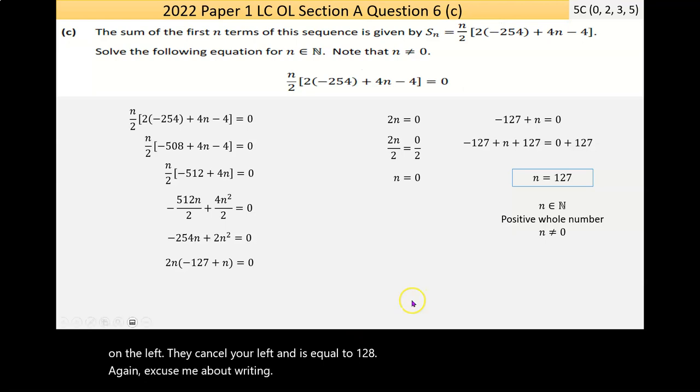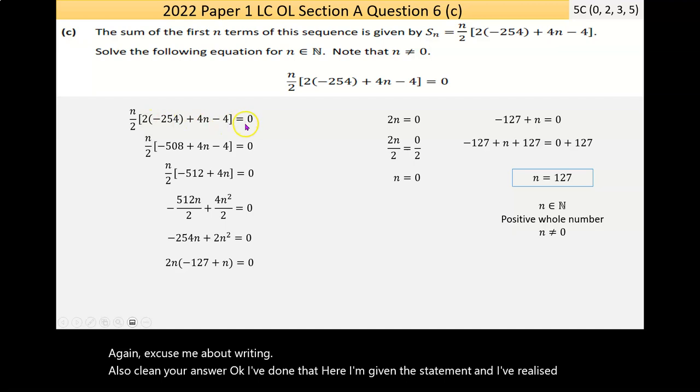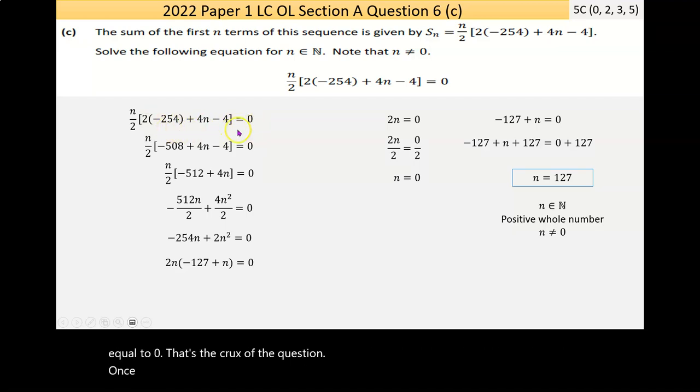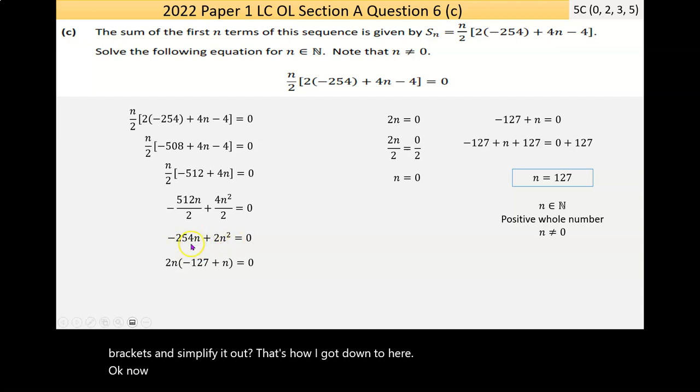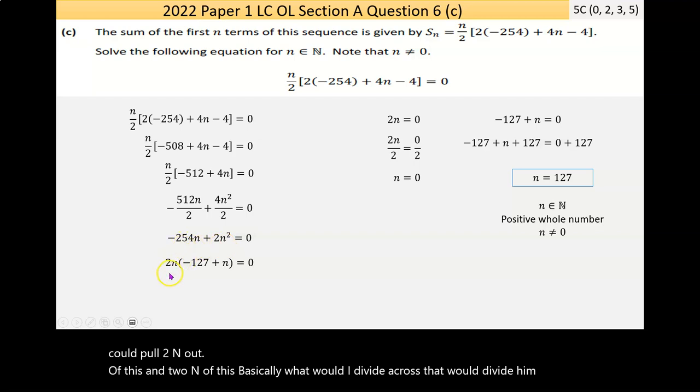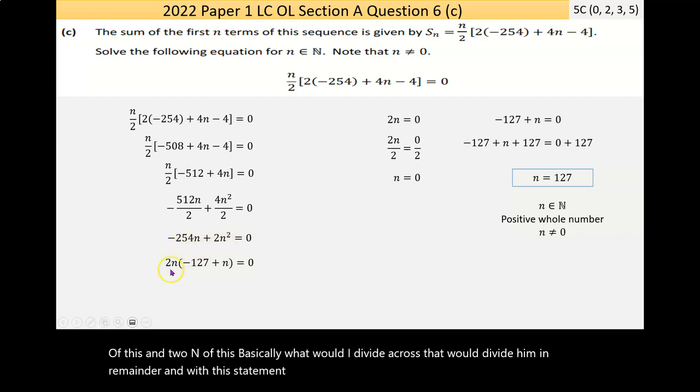If I go to a cleaner answer, I've done that here. I'm given the statement, and I've realized that's equal to 0. That's the crux of the question. Once you're here, or even if you didn't get that far, why wouldn't you just remove the brackets and simplify it out? That's how I got down to here. I didn't bother having them in the notes. I just went with it. I said that I could pull 2n out of this and 2n out of this. Basically, what would I divide across that would divide in with no remainder? With this statement, if one factor, I can put it equal to 0. I did that here. And the second factor, put it equal to 0, and I got the 127.